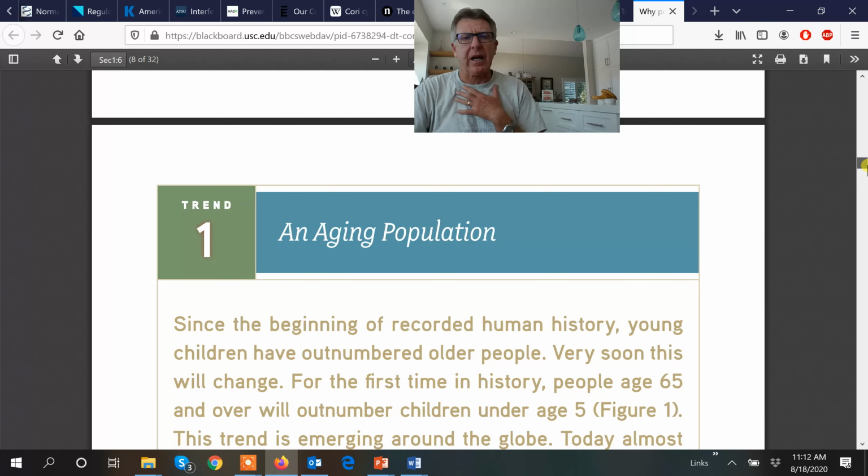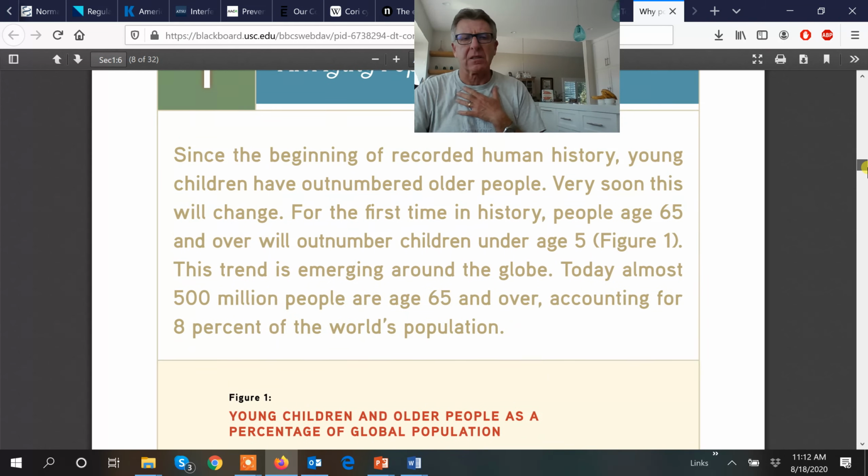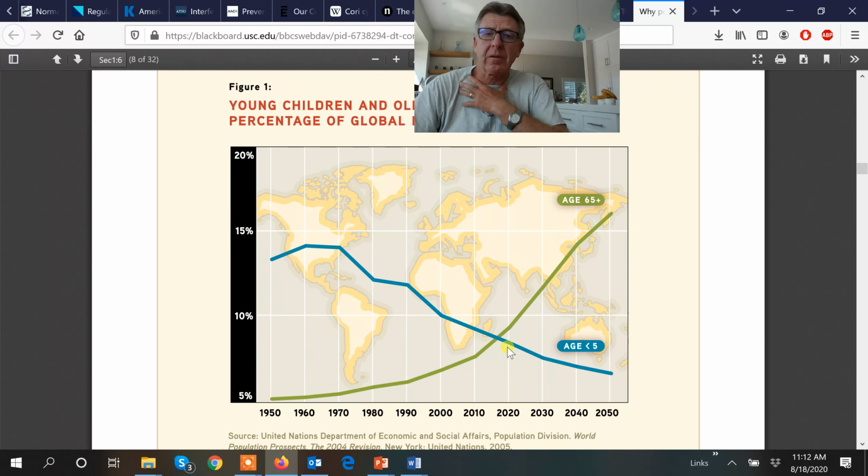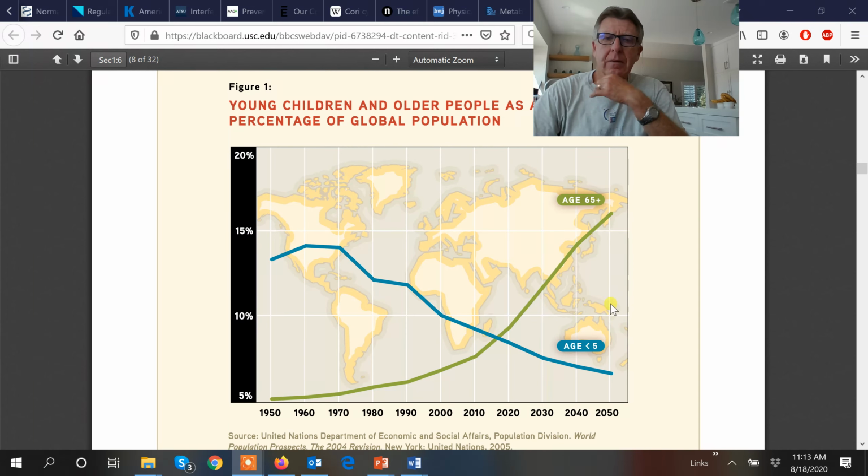So we're looking at trend one, an aging population. Guys, what do you see here? We see this transition point that has happened just a few years back. We're looking at global, so this is everybody in the world. We see people that are dependent on the financial well-being of people in the workplace. We'll make this cutoff people 65 and over.